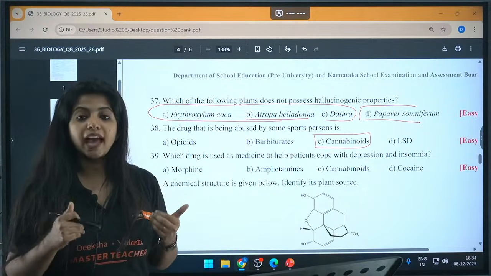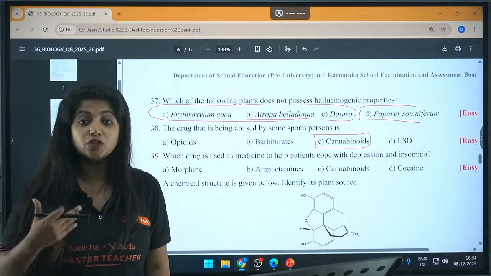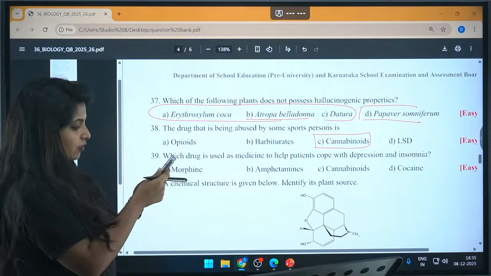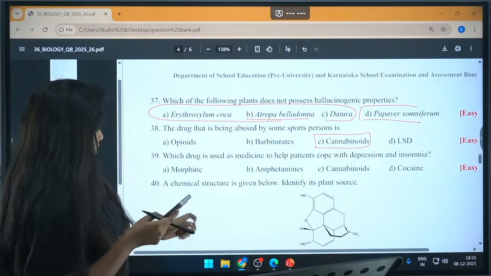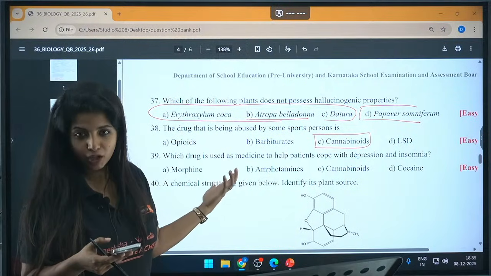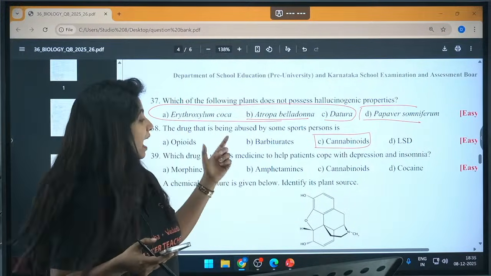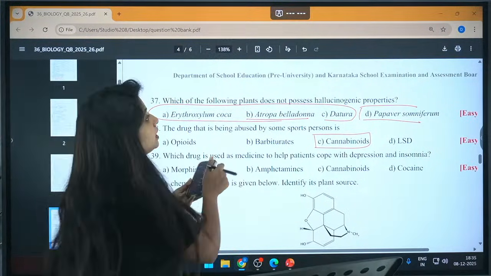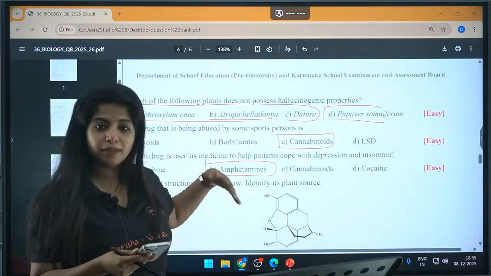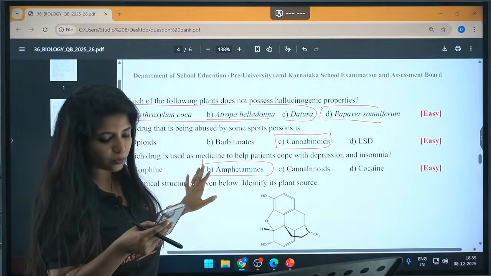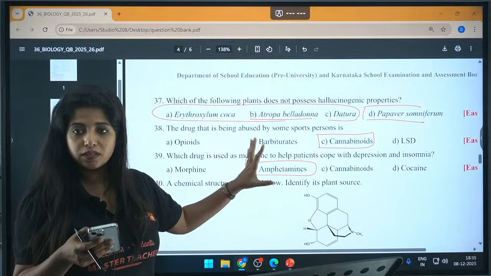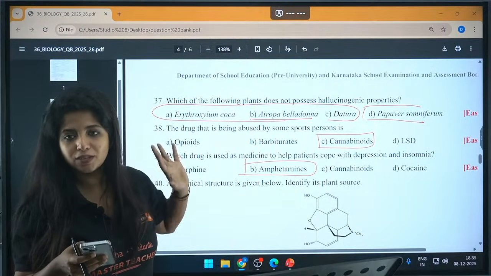So a person, if they have depression or they are feeling insomniac, that means they are not able to sleep at night, what drug will you give? The doctor will give what drug? 39B, morphine, amphetamines, cannabinoids, cocaine. Morphine, if it is given, then they will have sedation and a painkilling effect. Amphetamines is something that you use to treat depression as well as insomnia. Cannabinoids, if you give them, they will be in different worlds. Same goes with cocaine also, so you do not want that to happen, which is why your answer would be B. Barbiturates and amphetamines are the ones that help people cope with depression as well as insomnia.